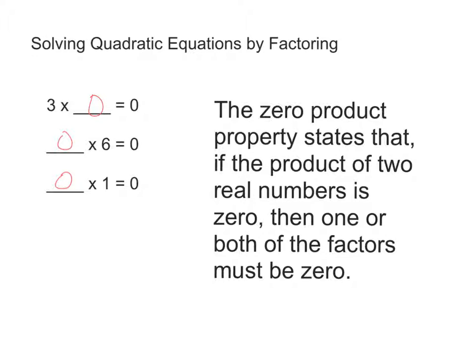The zero product property states that if the product of 2 real numbers is 0, then one or both of the factors must be 0. So if you have 2 things multiplied together and they multiply to give you 0, one or both of those things has to be equal to 0. Now that zero product property probably seems pretty straightforward and like something you already knew, but it is the main idea that allows us to solve a quadratic equation by factoring.